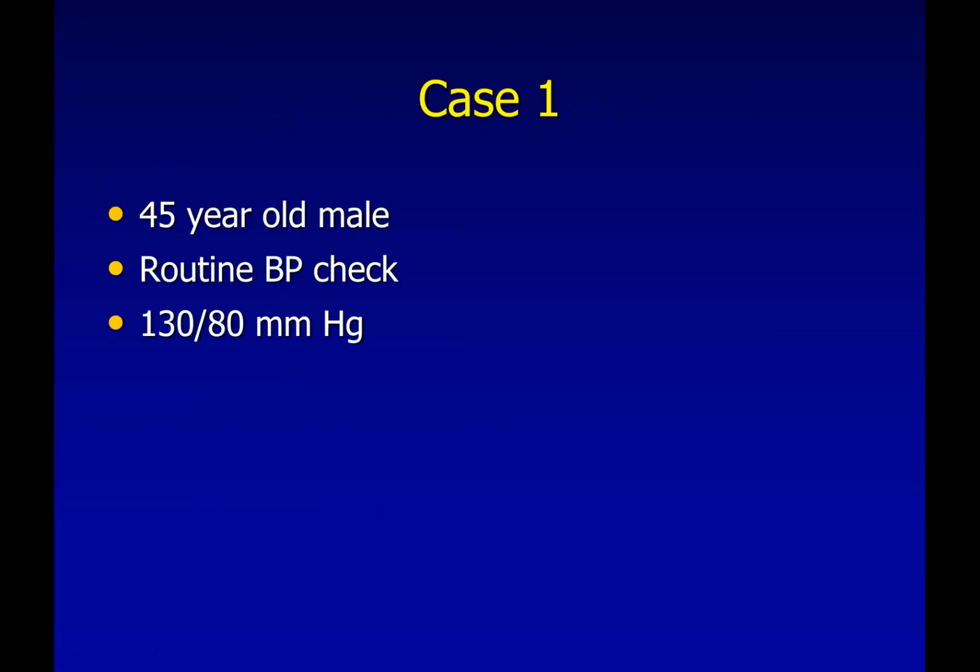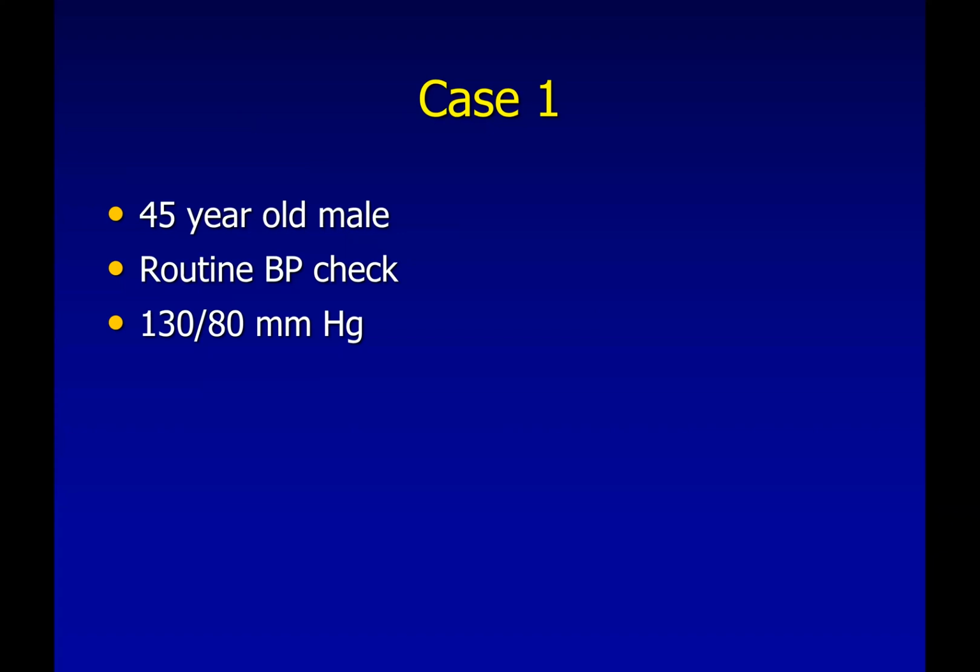This is a very simple case. I have tried to have very simple cases for our practice. A 45-year-old male comes for a routine BP check. Blood pressure is 130 by 80 millimeter of mercury. By the standards of earlier times this was not hypertension, but now this is probably stage 1 hypertension.